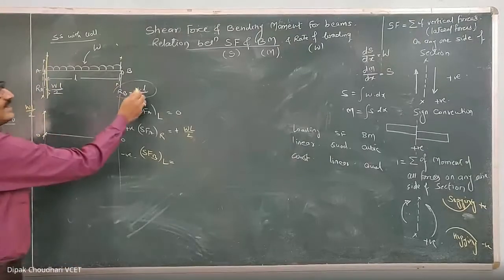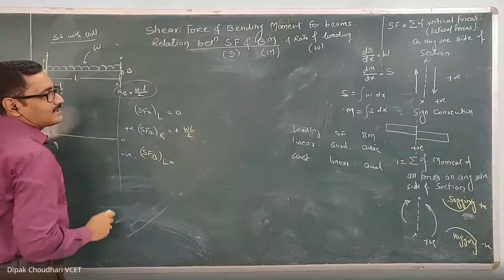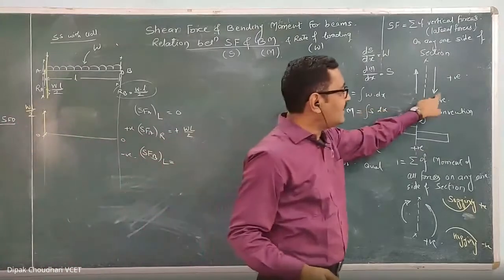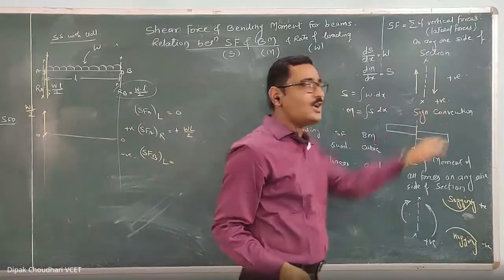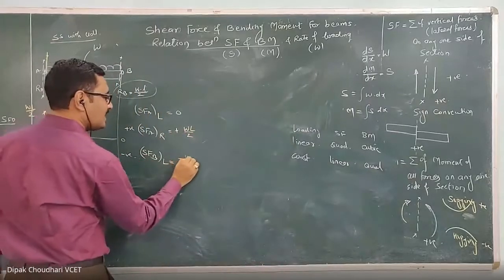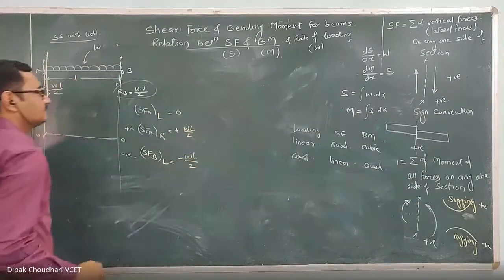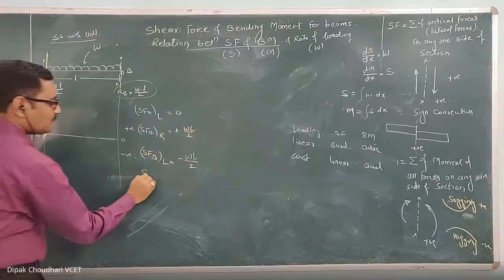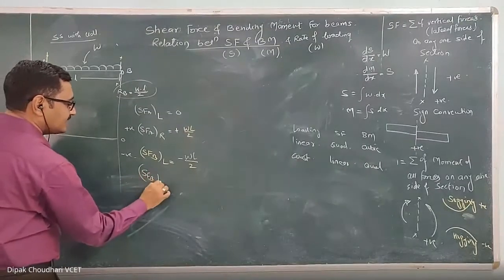So on the right-hand side there is only one force, WL/2, and it is upward. On the right-hand side, downward force is positive, so upward will be negative. So it is minus WL/2 here. And the shear force at point B on the right side.